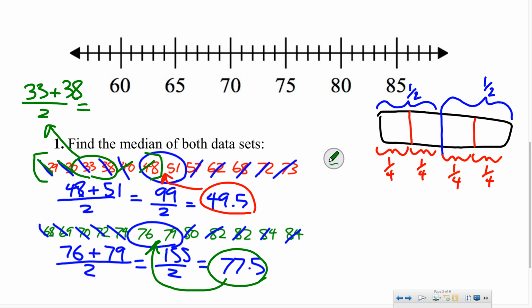So when you added these together, what'd you get? 33 and 38, 71. And then you have to divide that by 2. And what's that give me when we divide that by 2? Well, what's half of 70?